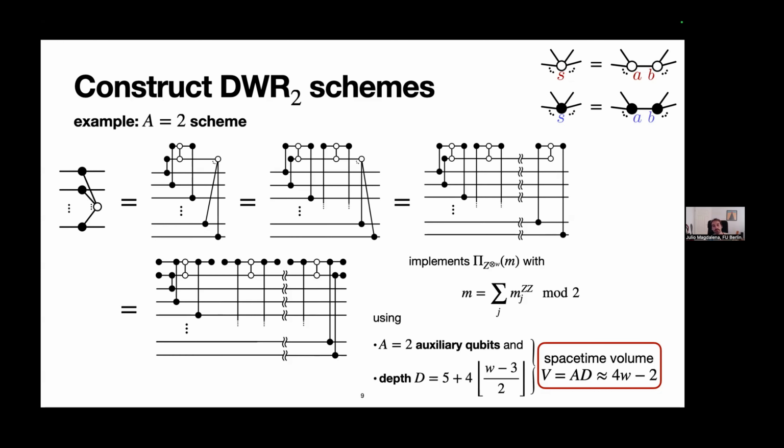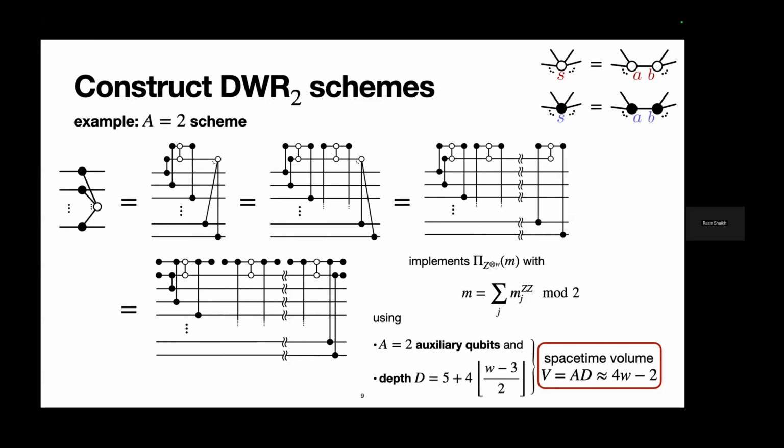There are of course some modifications you can do. After every XX measurement, the 2 qubits basically play the same role. So you can also switch which auxiliary qubit you measure out and which you don't. But these parameters will stay the same.